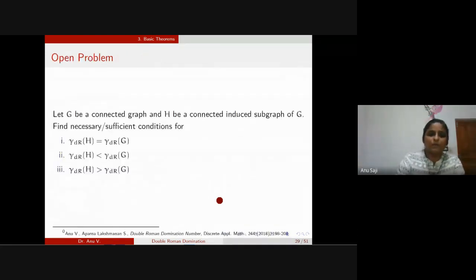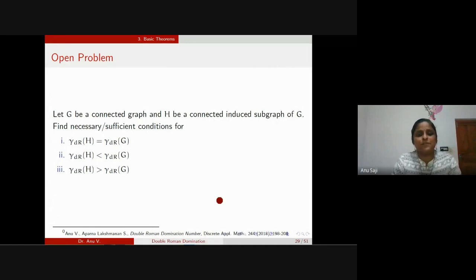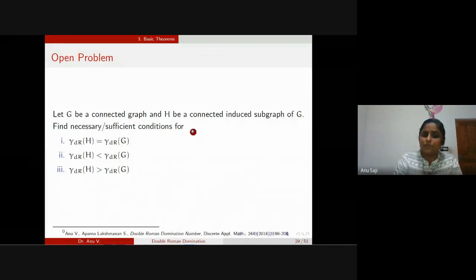Now, some open problems. The same problem is mentioned by Professor Arumugam and Dr. Sidhu Varghese. That is, let G be a connected graph and H be a connected induced subgraph of G. Under what conditions will gamma_dRH be equal to gamma_dRG, gamma_dRH be less than gamma_dRG, and gamma_dRH be greater than gamma_dRG? Okay.